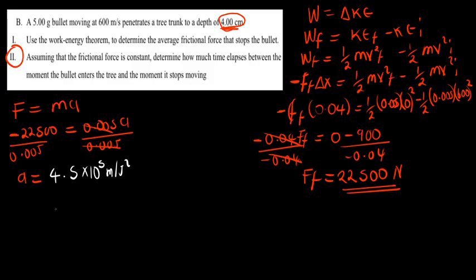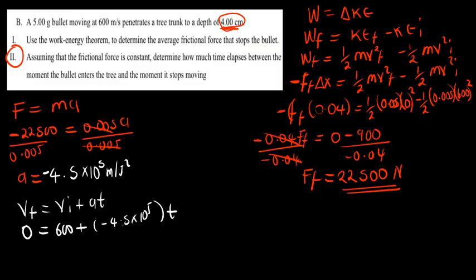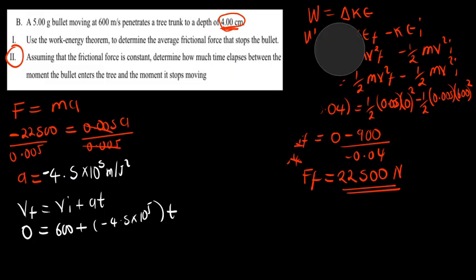So after that, what do you do next? I'll go to the formula. Remember that this is negative, right? Velocity final equals velocity initial plus at. What's the velocity final? It is 0. What's the velocity initial? 600. Then plus, what's the acceleration? It's negative 4.5 times 10 to the power 5, then time.